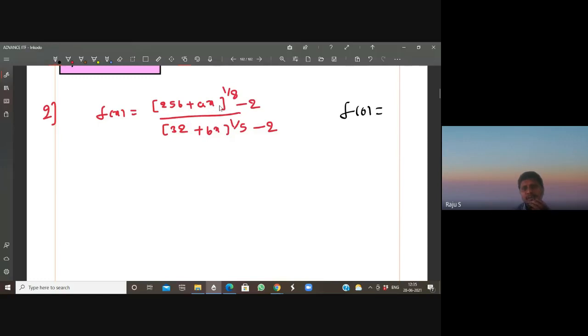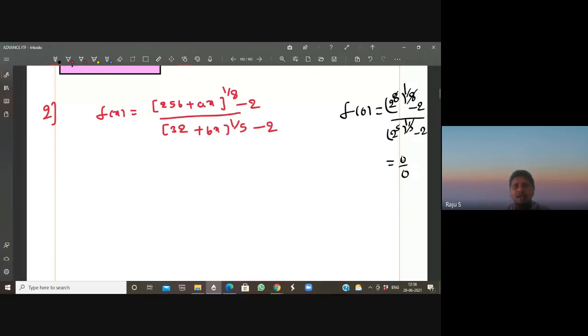256 plus a into 0, that is 0. 256 can be written as 2 to the power of 8, whole to the power of 1 by 8, minus 2, by 2 to the power of 5, whole to the power of 1 by 5, minus 2. Nothing but we are going to get 0 by 0. Am I right? Yes, sir. Undefined.